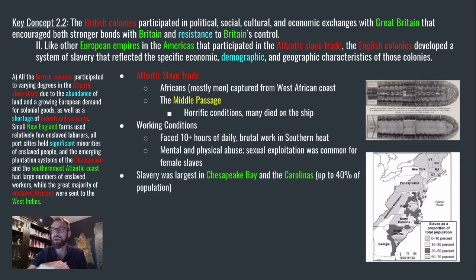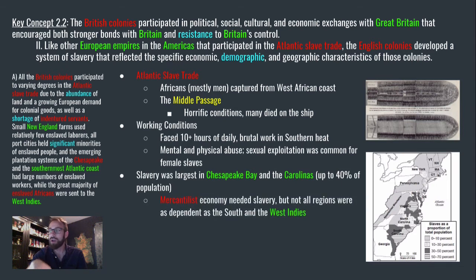Okay, let's talk about where slavery was largest: in the Chesapeake Bay and the Carolinas. If you look to that map on the right side of the screen that shows you a percentage of the population, notice that as you go further south, the percentage of the local population that was slave got higher and higher because the climate was more useful for growing cash crops.